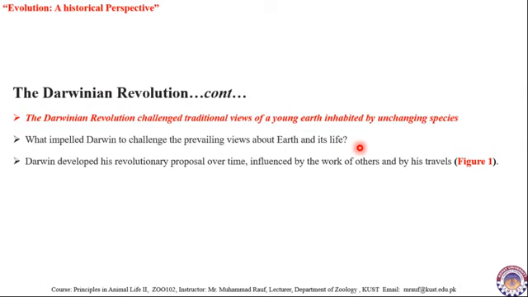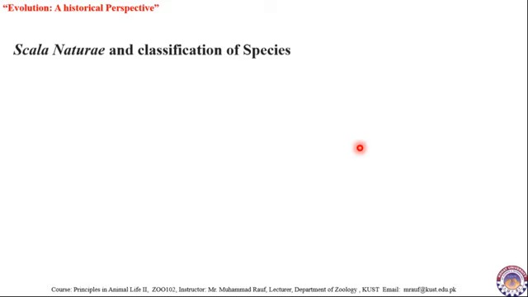And some of the findings were also reported through his 5-year journey in HMS Beagle, where he spent time on the Galapagos Island and observed the fossils of animals and birds on the Galapagos Island and the South American mainland, and observed the differences and the similarities between them. Now we will come to Darwinian evolution in our coming lectures. Here we confine our attention to this particular portion, Scala Naturae and classification of species.